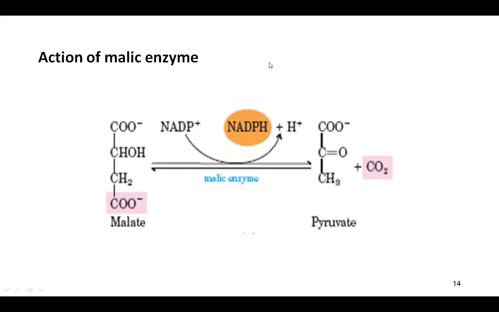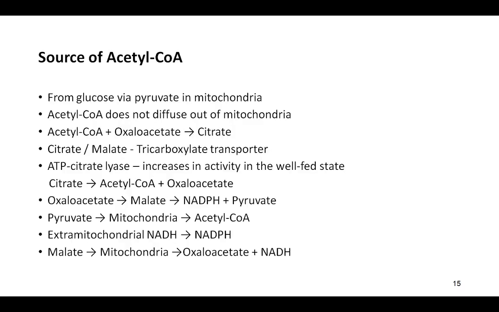This is the malic enzyme reaction, malate and NADP+ forming NADPH. Just remember this. What are the sources of NADPH required for fatty acid biosynthesis? First is the pentose phosphate pathway, second is malic enzyme, third is isocitrate dehydrogenase. Everything is written in your book.